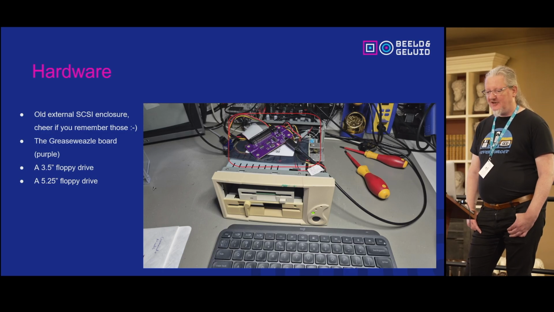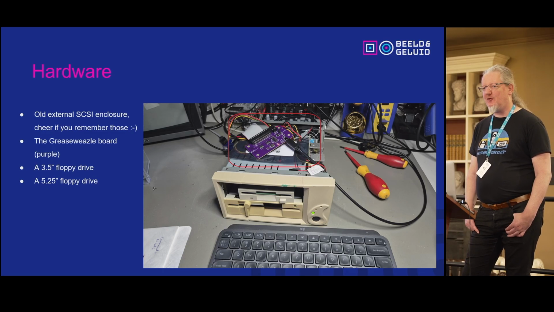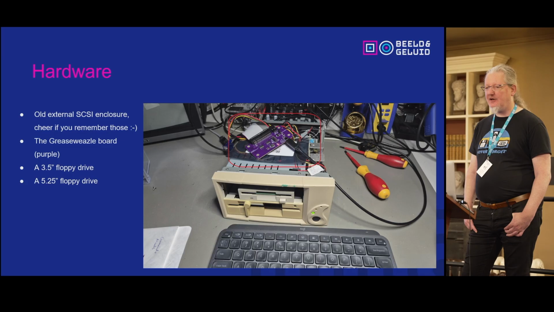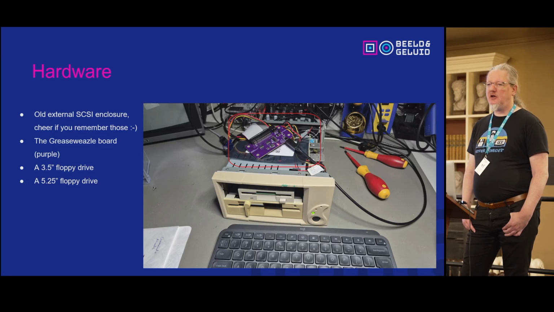So I went to my stash of old stuff and I found a couple of old disk drives, and I purchased a Greaseweazle board. You can buy them ready built on eBay, or you can build them yourself following the open source cookbook. And I used an external SCSI enclosure to put all this together. With two of the floppy drives, with the 3.5 inch and a 5.25 inch one, HD. So this enables you to read basically any disk format out there, except maybe the 8-inch ones.